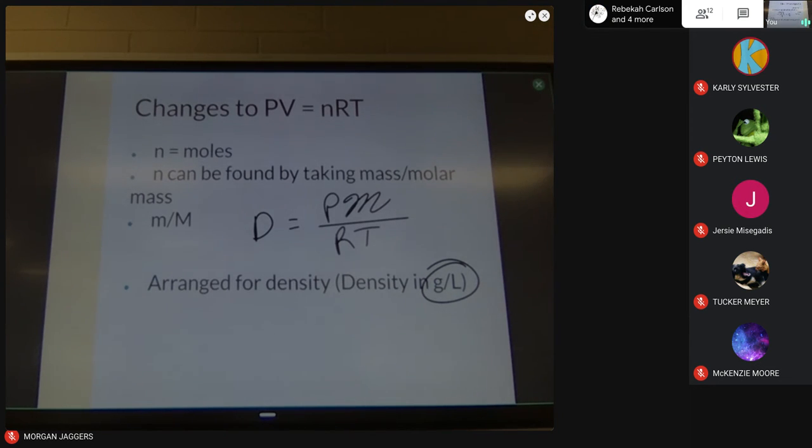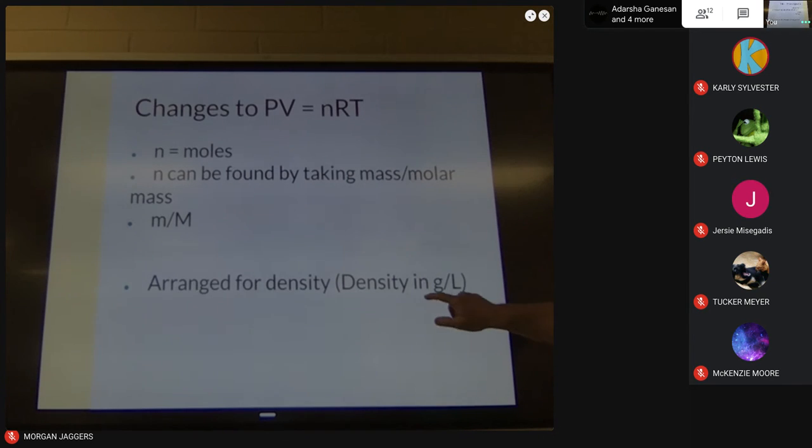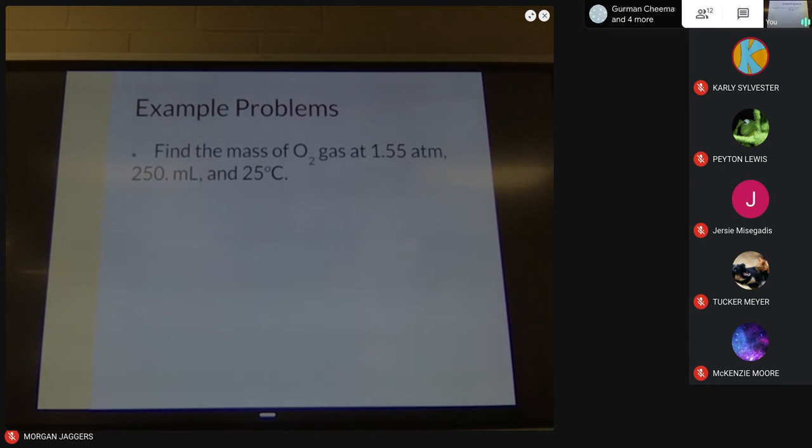Now, when will I use the one with density? When I'm asked for density or I'm looking for density, or when density is given to me. That's when I would use that. Okay, so we're looking at an example problem here. Typically, to use these two, you have to know what the gas is, because if you don't know what the gas is, there's no way to figure out the molar mass. So I'm going to find the mass of O2 gas at 1.55 atm, 250 milliliters, and 25 degrees Celsius.